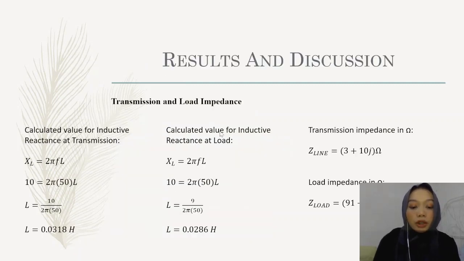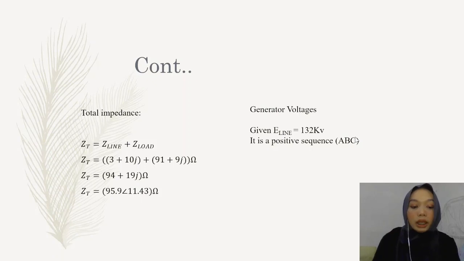For transmission and load impedance, here is the calculated value for inductive reactance at transmission, the calculated value for reactance at load, and transmission impedance in ohm. This is the total impedance that I got, which is 65.9 with an 11.43 angle, and my E line that I was given is 132 kilovolt, and it is also in positive sequence.